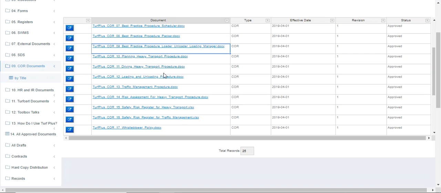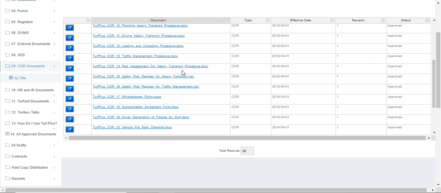There's quite a few other procedures there which may relate to various people in your organisation. If so, they should read the procedure and train in the procedure that relates to them.